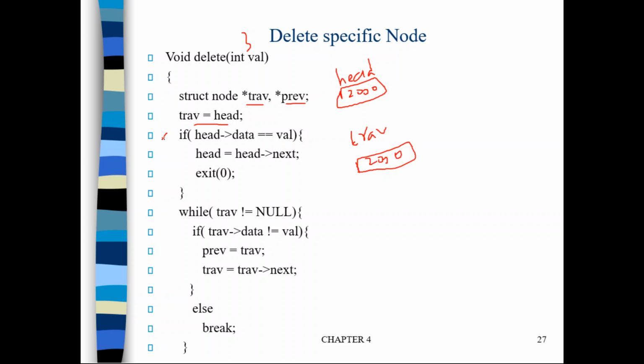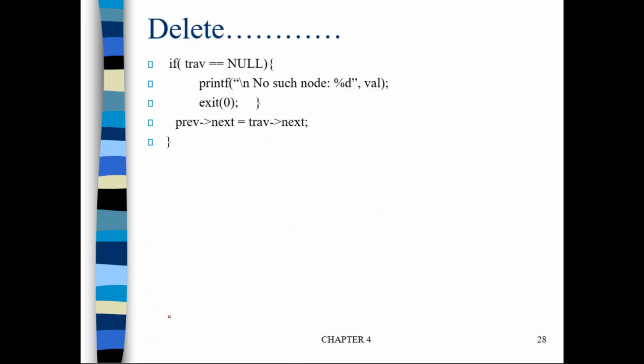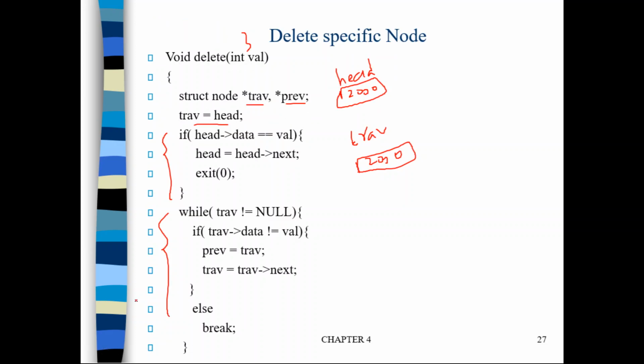This is the case if you want to delete the first node. If head arrow data is equal to val, because this is the node which is to be deleted, that is, the head always points to the first node. So if the first node's data is val, then head is equal to head arrow next. Then we are making head point to the second node and come out. Otherwise, if you want to delete nodes from any other location, then this is the logic.